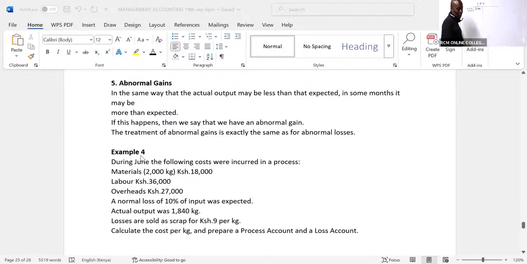Then, ladies and gentlemen, I go to the other side, I can see a normal loss of 10%. So I'm able to see a normal loss of 10% of 2000, which gives me 200. And then I can see an actual output of 1840. So that is it. Go ahead and do your balancing figure.